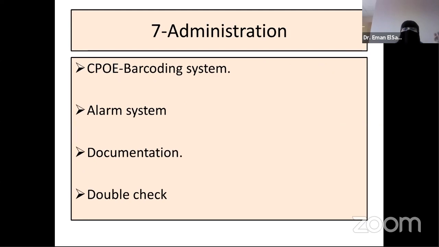For administration, there is the CPOE system for inpatients, with a barcoding system and also an alarm system. This is a good way to give the nurse an alarm by the timing of the dose and the timing of the administration, and to alert them if there is a mistake, such as a missing dose, or by the timing of some medications.